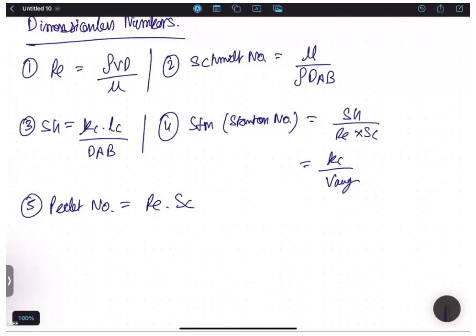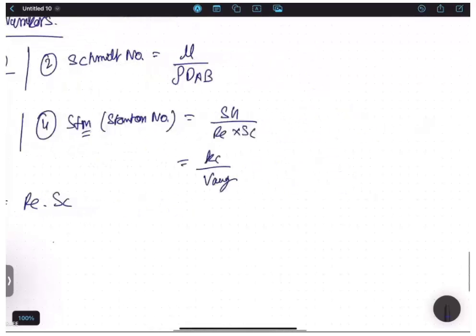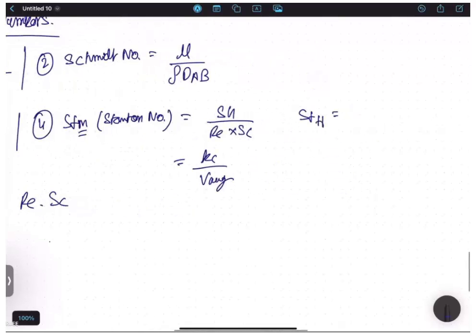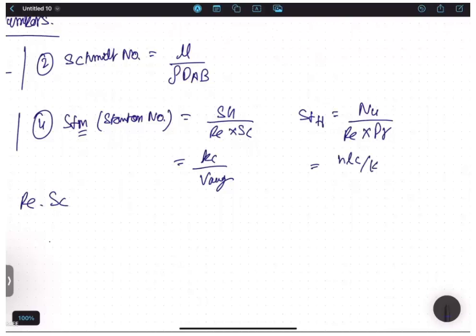Stanton number, this is for mass transfer, that's why we have written it St_M. You can also write it for heat transfer, where it becomes St_H. In that case it will be Nusselt number divided by Reynolds number into Prandtl number. Nusselt number is h L_c by k, Reynolds number is rho V L_c by mu, and Prandtl number is mu Cp by k.